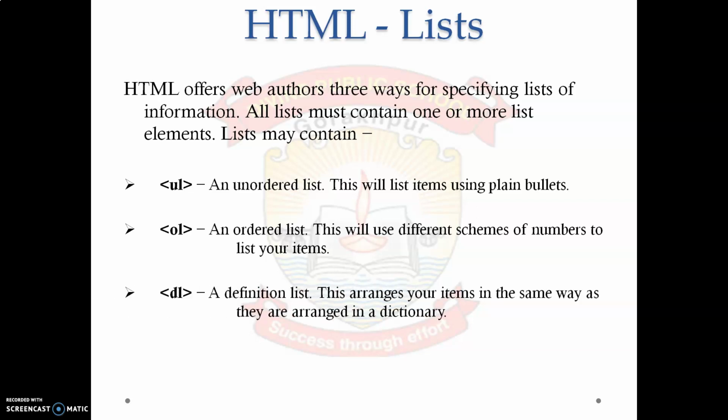And last one is DL. It is known as definition list. This arranges your items in the same way as they are arranged in a dictionary. We have seen the dictionary where the words are there and their definitions are there. In that style we have to create this third list. Okay, let us go through the details of all lists one by one.